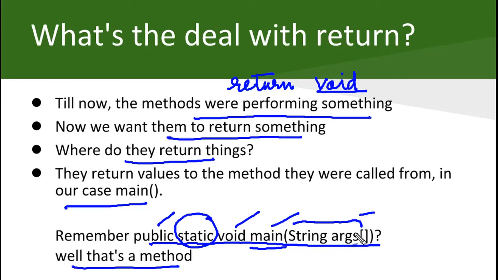So we will be calling a method from this main method, and when the method executes and performs its action and it returns something, those return values are returned to the method they were called from, and in our case that's the main method.